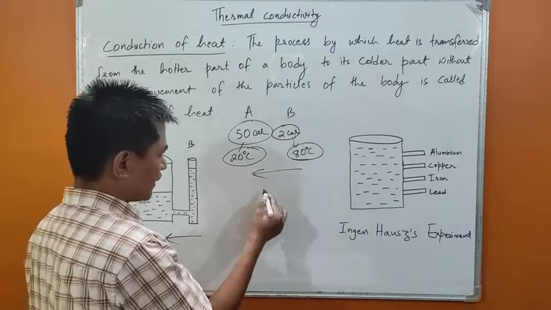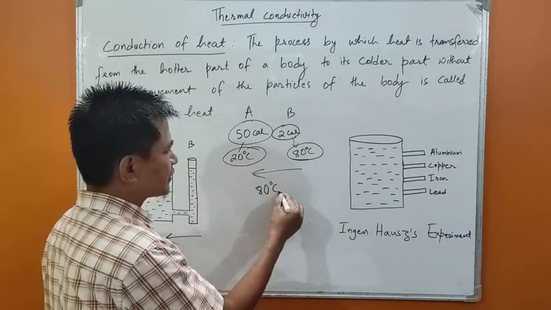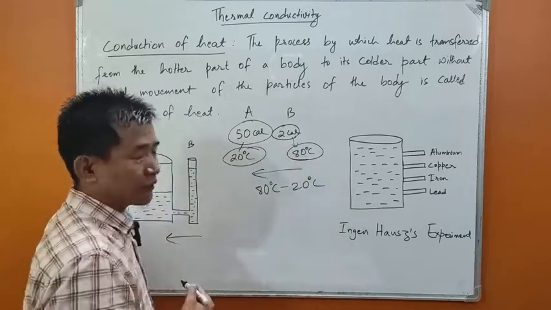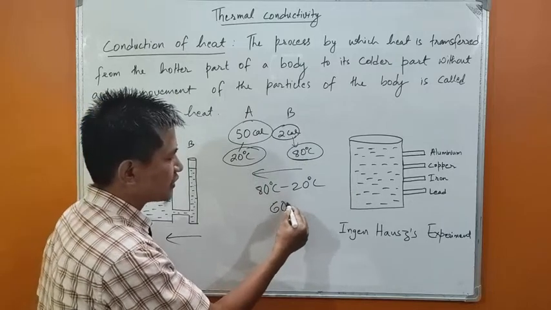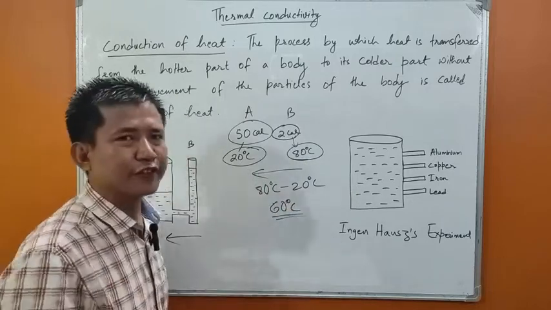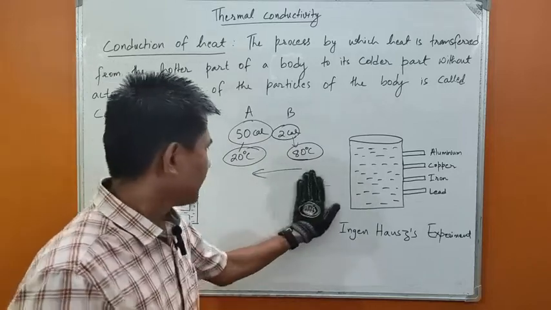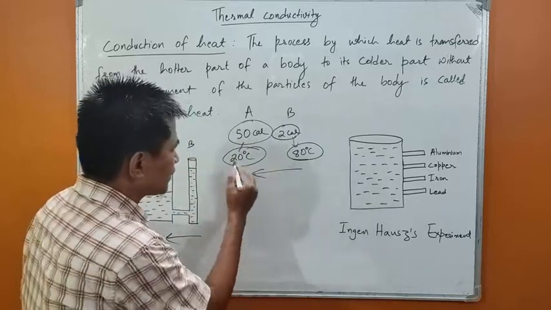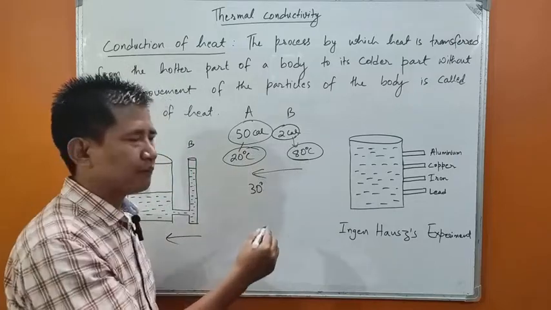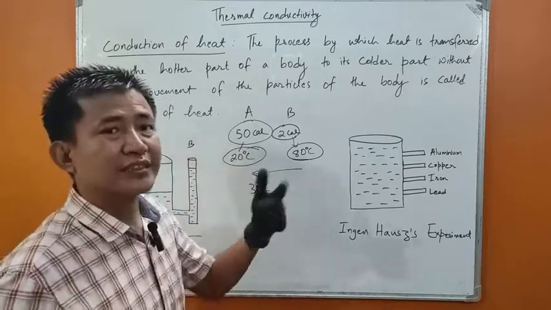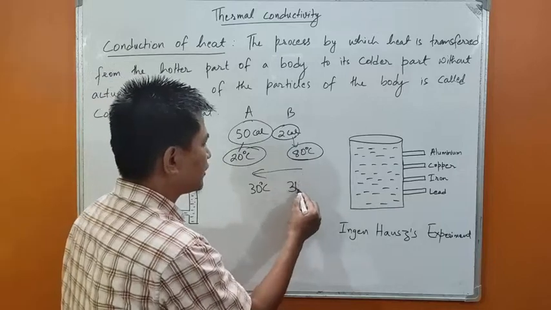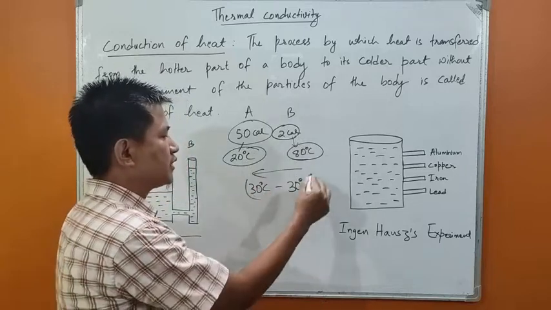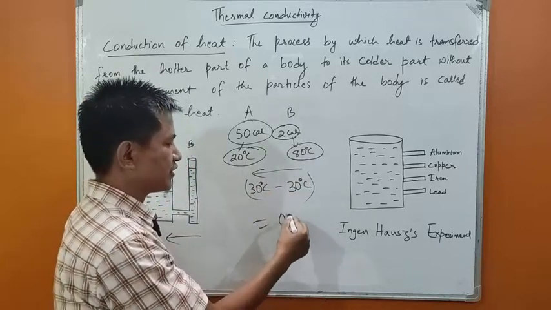Now here we can see the difference of temperature is 80 degrees Celsius minus 20 degrees Celsius. If we subtract, we get 60 degrees Celsius as the difference of temperature. Now, when both of these two bodies attain equal temperature, let us say 30 degrees Celsius, this is just an example. I'm just assuming both of these bodies attain 30 degrees Celsius after the flow of heat from body B to body A. Now, if we calculate the difference of temperature, this becomes 30 minus 30, which is 0 degrees Celsius.